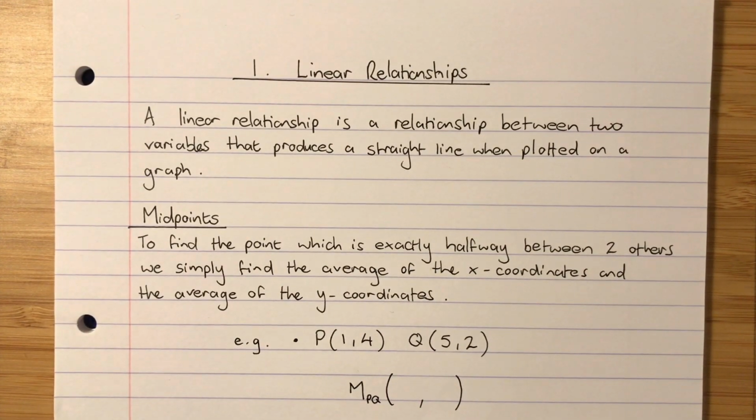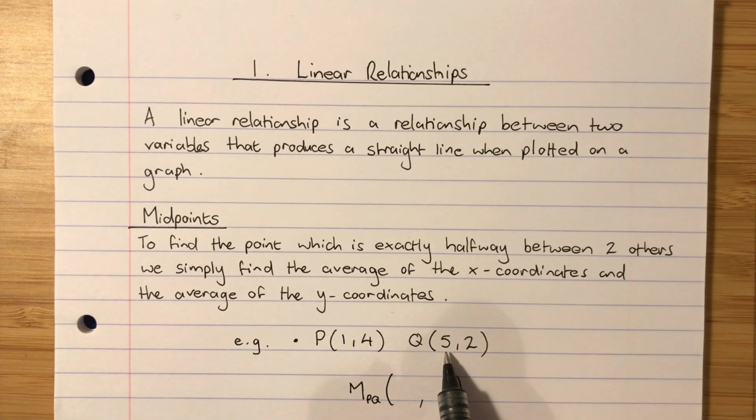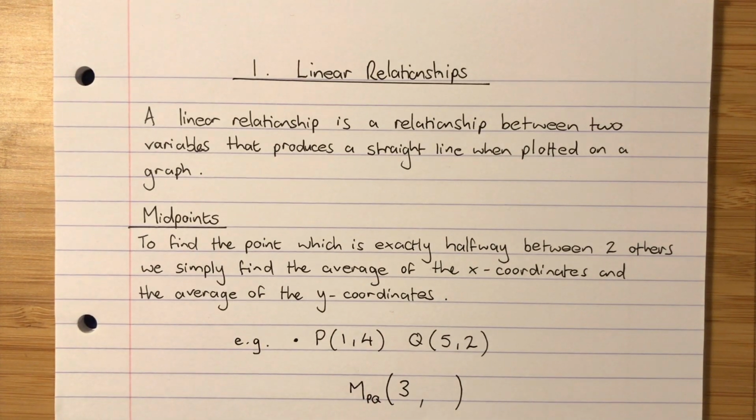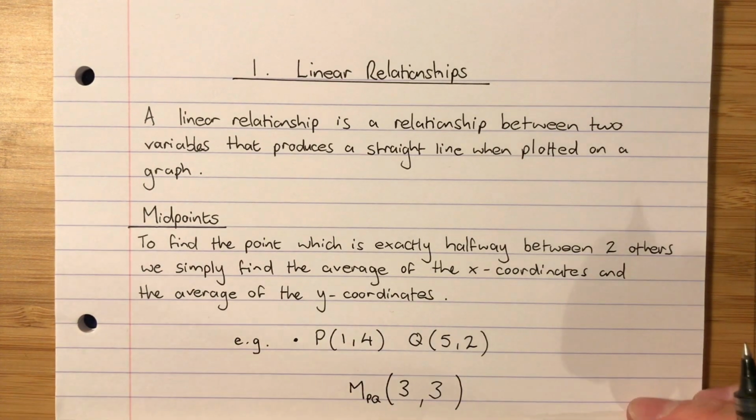Now you will get used to doing this in your head, feel free to write some working at the side here if you want, but what we are going to do is take the average of the two x coordinates. So 1 add 5 would give me 6, so we add the two coordinates to get 6 and then we divide by 2, and 6 divided by 2 is 3. Similarly with the y coordinates, we take our two y coordinates and we're going to find the average. So 4 add 2 gives me 6, 6 divided by 2 gives me 3. So therefore the midpoint of P and Q is 3, 3.